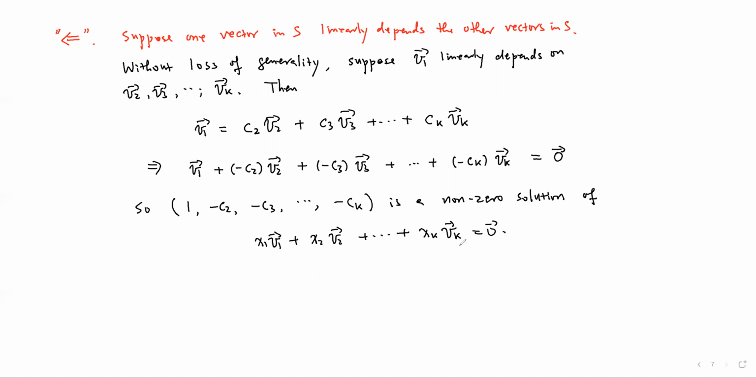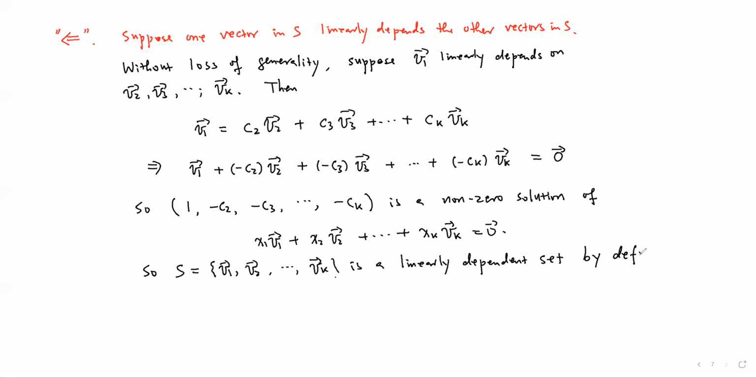When this vector equation has a non-zero solution, go back to the definition. The given set is a linearly dependent set. So the set S is a linearly dependent set by definition. This is very important. By definition. Done. The proof is done.